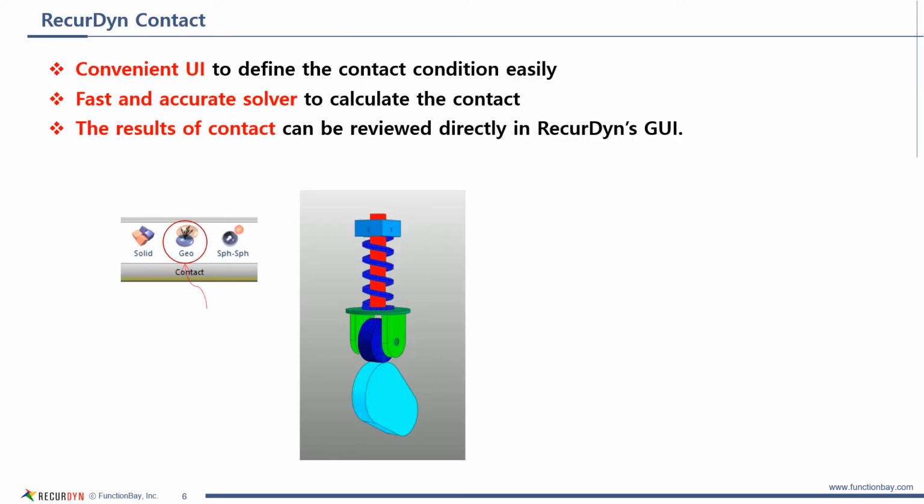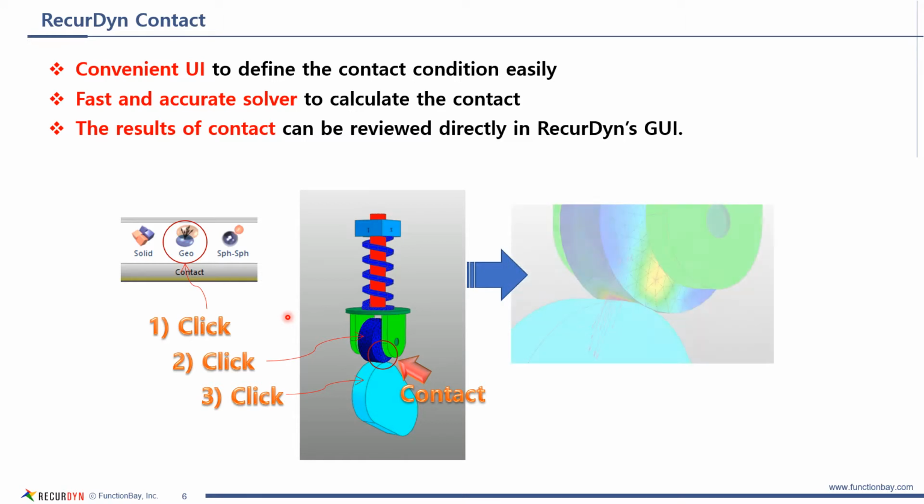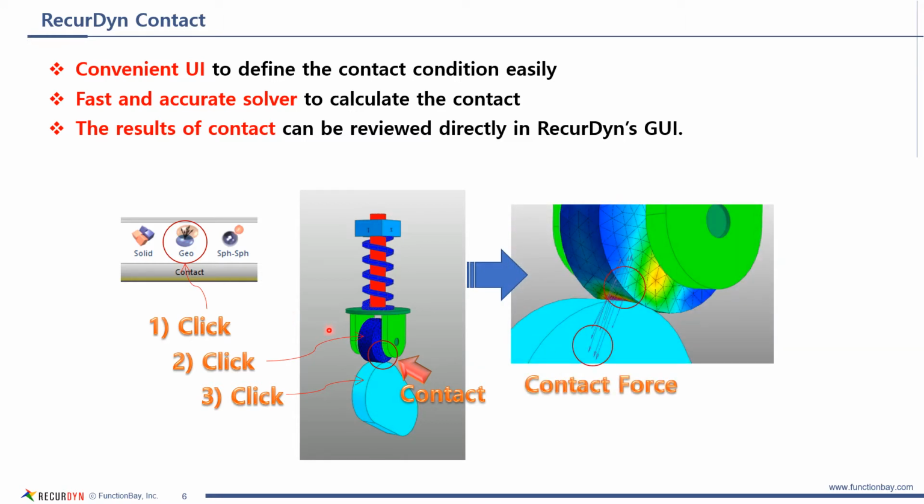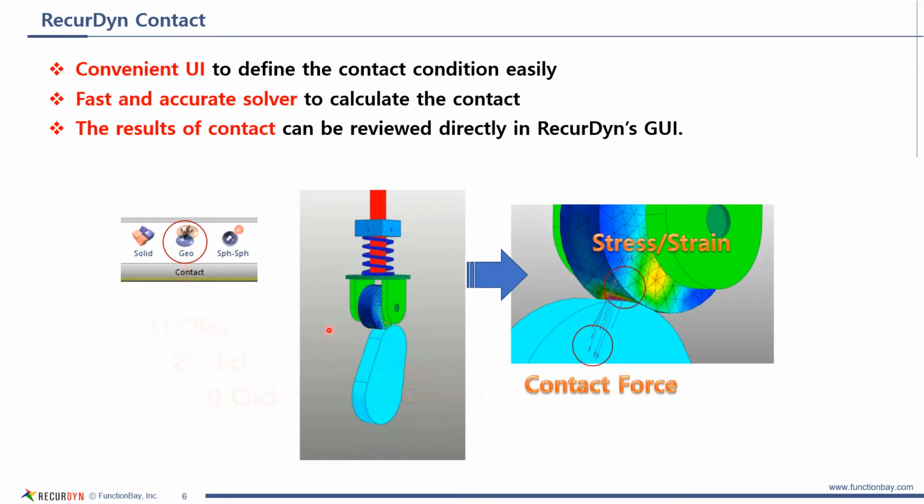RecurDyn Contact provides convenient UI to define the contact conditions easily. To define contact is just a few clicks away. And RecurDyn Solver has very fast and accurate contact algorithm. Also, the various results of contact can be reviewed directly in RecurDyn's UI.